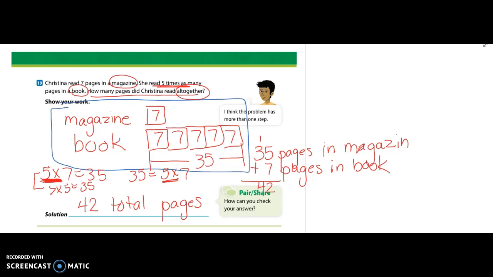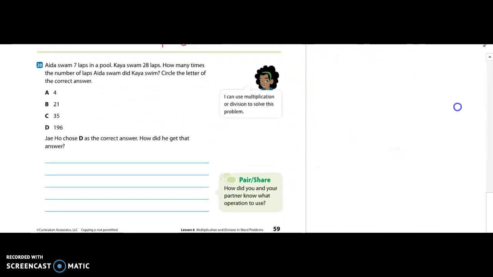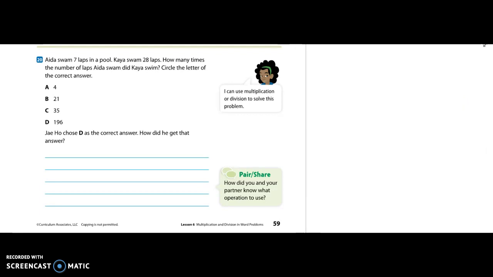Let's try one final problem together. And before I moved, did you notice I misspelled magazine as I was writing? All right, let's go on to number 20. Let's look at number 20. Ada swam 7 laps in a pool. Kaya swam 28 laps. How many times the number of laps Ada swam did Kaya swim? Circle the letter of the correct answer.